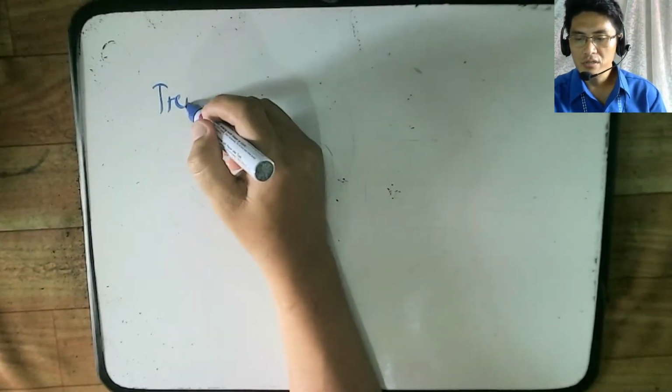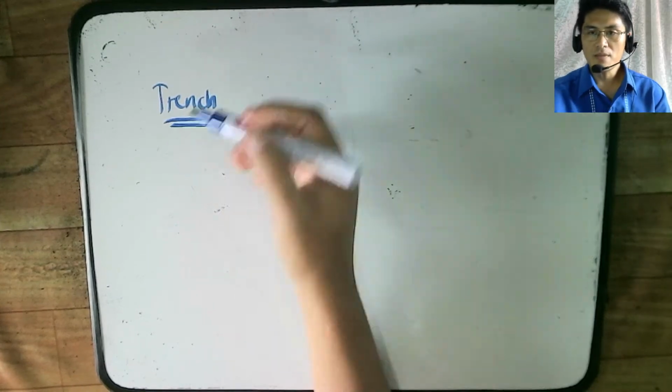Hi, this short video will discuss the explanation for why a trench is formed. Okay, so a trench is a very deep part of the ocean.